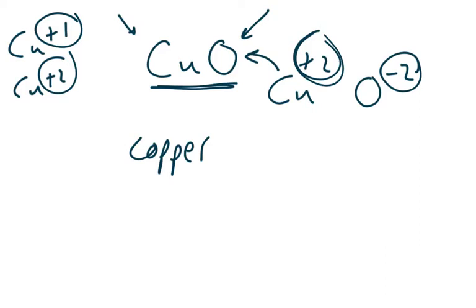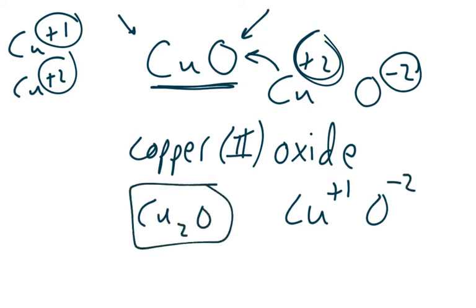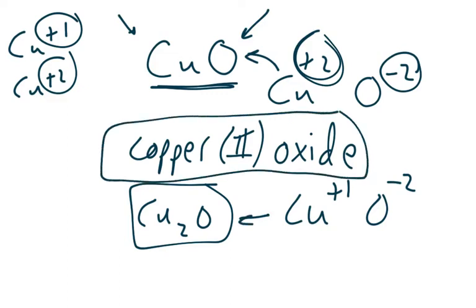So the copper that we used here was actually the 2 form, and this will be called copper 2 oxide because the oxygen gets converted to oxide. Had it been copper 1 oxide, the formula would have been different. It would have been this. We would have crisscrossed, and you would have gotten that as an answer. That would have been copper 1 oxide. But the one we had was copper 2 oxide.